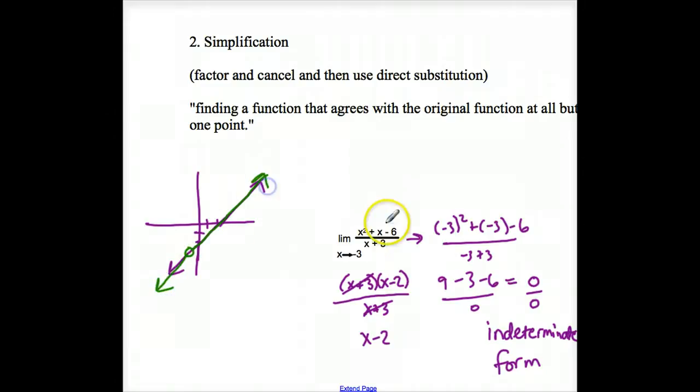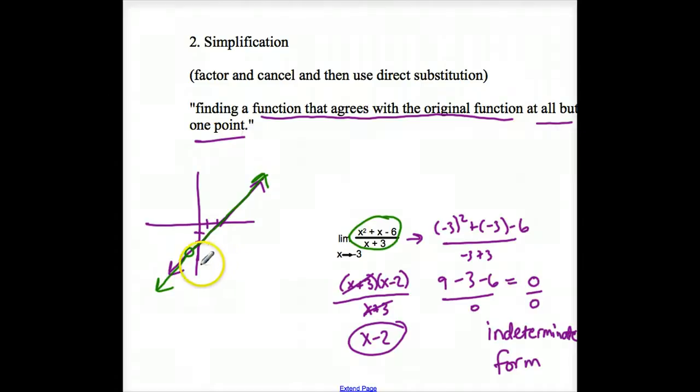So the green function is the original, and the purple function is the new function that we found that agrees with the original function at all but one point. And that specific point right there is where they disagree. The green function does not have a point there, it has a hole, but the new function, x minus 2, does have a point there. So what we're going to do is use this new function to find the limit analytically.